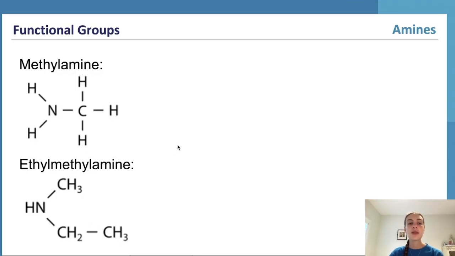And so what we can notice about these is that with methylamine, the nitrogen is bonded to only one other carbon atom, hence making this a primary amine. With ethylmethylamine, the nitrogen is bonded to two other carbon atoms, hence making this a secondary amine.